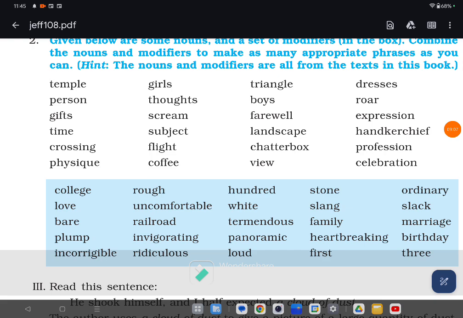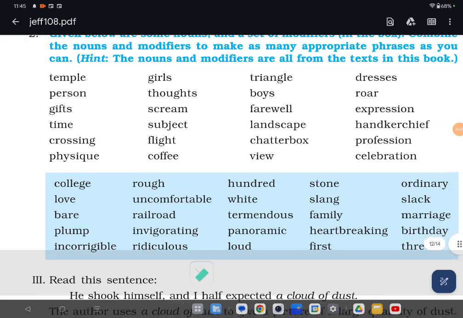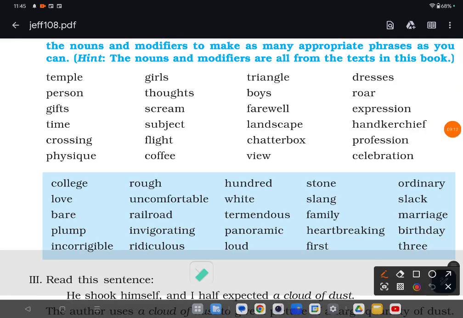The next word, girls. Girls here: incorrigible girls. Incorrigible girls means fearless, dashing and daring. And you can also use plump girls, and you can also say college girls.